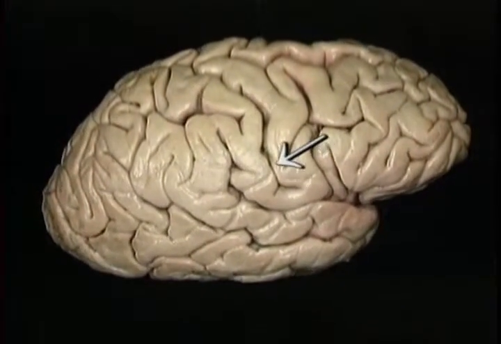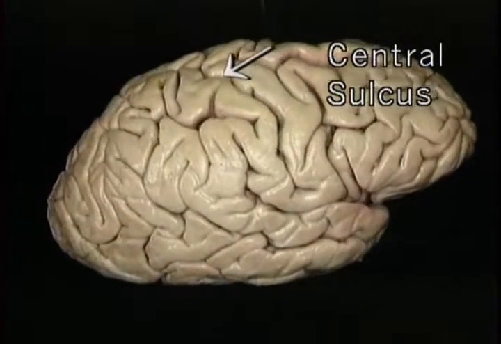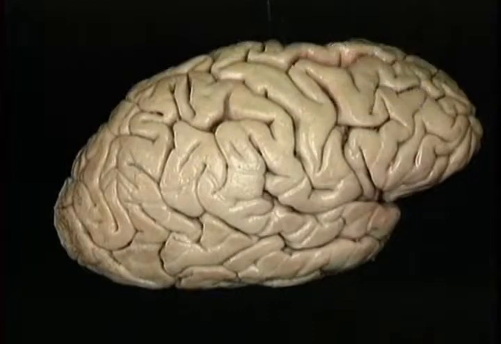This long sulcus running upwards and backwards is the central sulcus. It's the only one that runs all the way to the medial surface of the hemisphere.